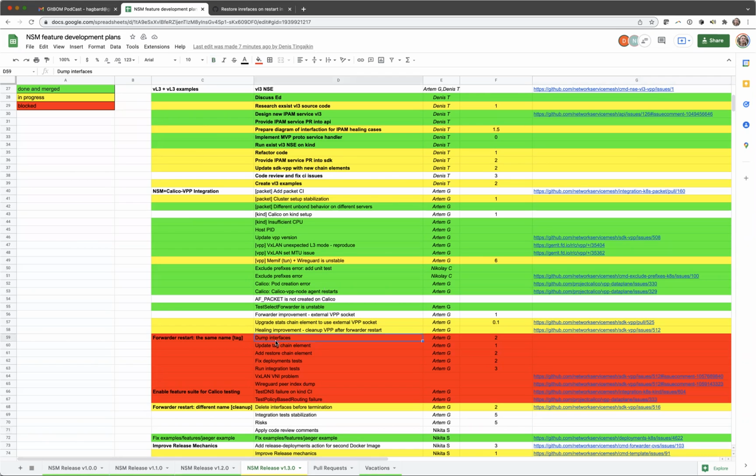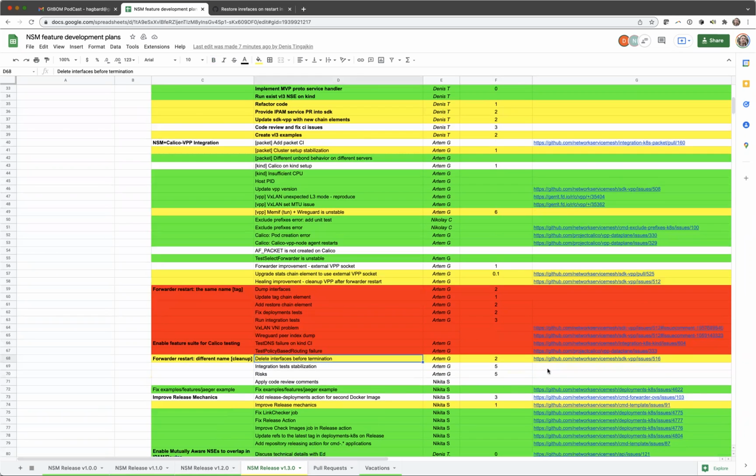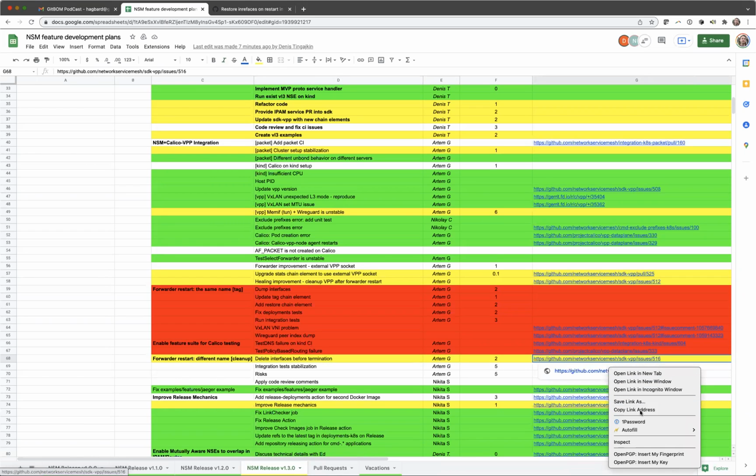And this is for the forwarder restart stuff that we discussed, and you got those tracked there. Yep. And then the delete interface before termination. I've prepared a PR. It is a cleanup chain element. I've prepared it for the SDK. Please take a look. We have discussed it in this issue. Got it. Yes. That's good.